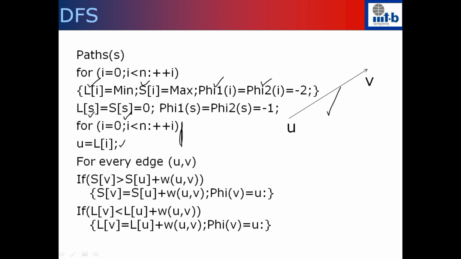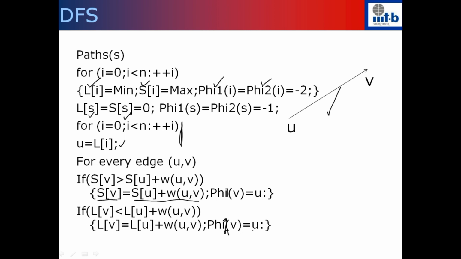You find whether the shortest path to V is greater than the shortest path to U plus the weight of this edge. If so, then update your shortest path to V to be equal to the shortest path to U plus the weight of this edge. Then update your pi function: pi1 of V should be U. Similarly, if the longest path to V is shorter than the longest path to U plus the weight of this edge, then you update your longest path to V to be the longest path to U plus the weight of this edge, and then update pi2 of V to be U.